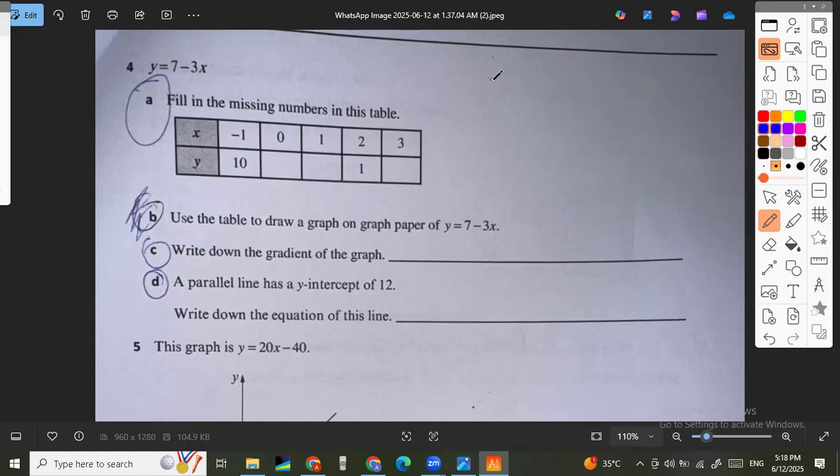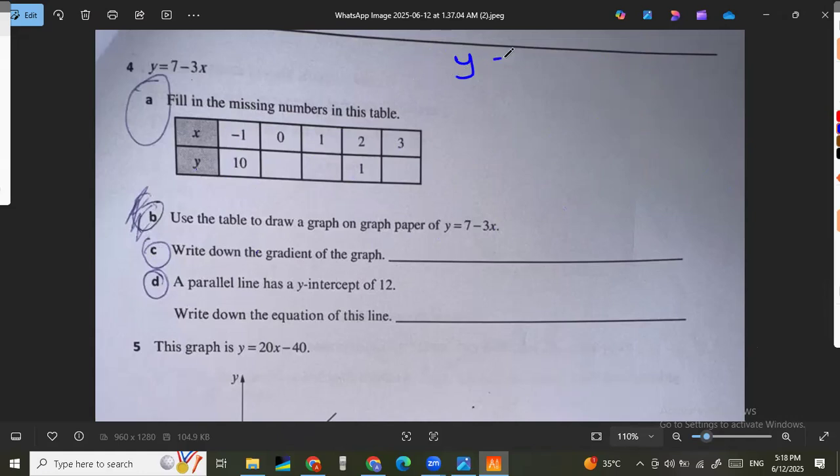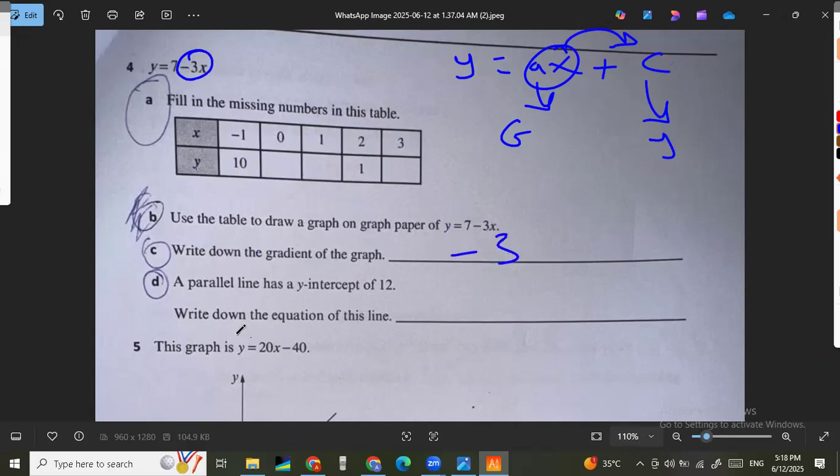Write down the gradient. Didn't we agree that if I say y equals ax plus c, here a is the gradient and c is the y-intercept? So the gradient of this graph is what? The coefficient of x, even if you swap the position of x, is going to be the same. The coefficient of the x is -3, so the gradient is -3.